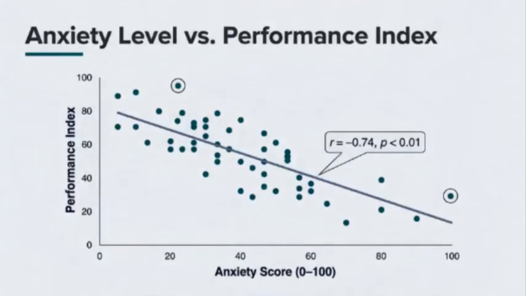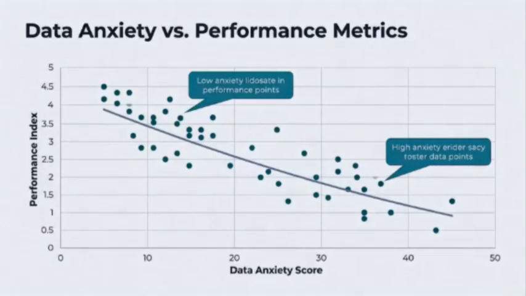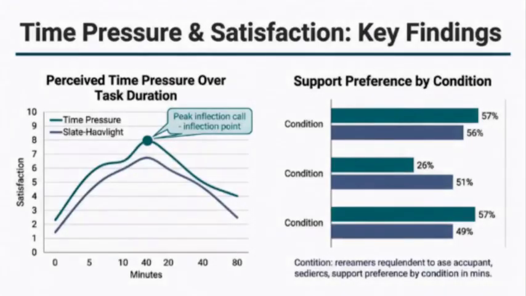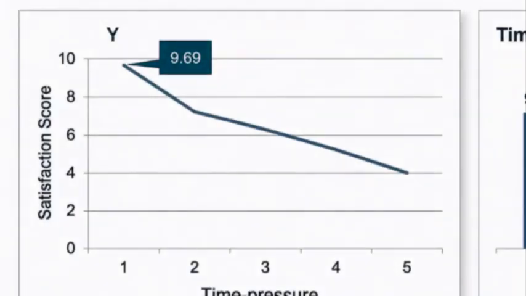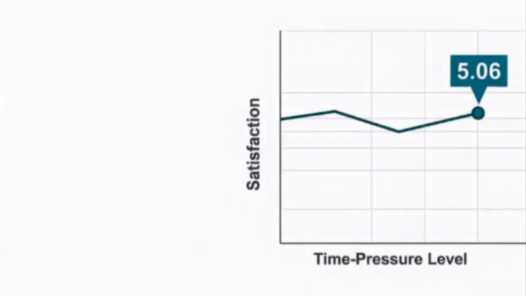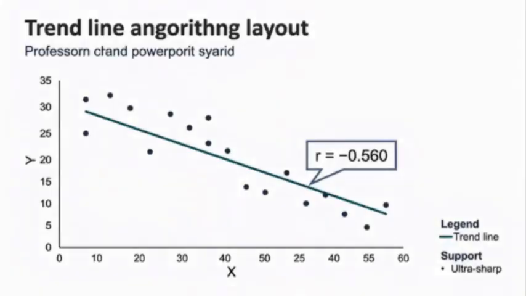If students feel intimidated by data tools, code, charts, or analysis workflows, their outcomes are likely to suffer. This supports practical clinics, tool walkthroughs, low-stakes practice exercises, and confidence-building support. The third finding links time pressure to satisfaction and support preference. Mean module satisfaction falls from 9.69 out of 10 at time pressure level 1 to 5.06 out of 10 at level 5. The correlation is minus 0.560, showing a meaningful negative association.